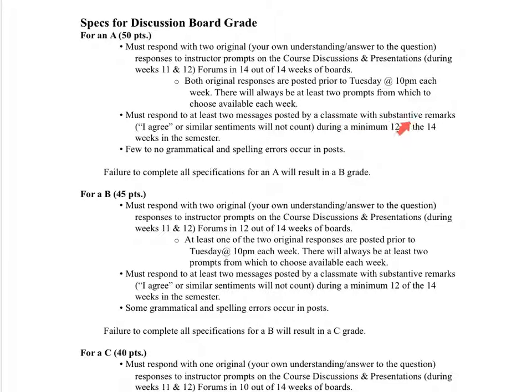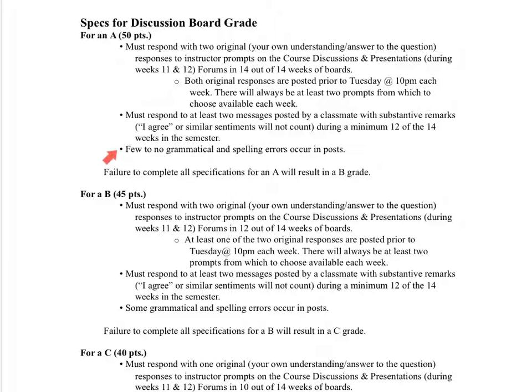When I say substantive remarks, once again, I don't want you to say good post or I agree with you. I want you to say something that's got a little meat to it. You need to do that at least 12 times out of the 14 weeks in order to get the full points. Once again, up here at the top, those original posts that you make, you need to do every week. So 2 of them will be your own response to a question that I post every week for 14 weeks, and then the other 2 of those will come as a response to one of your classmates' postings, and you only have to do those 12 out of the 14 weeks.